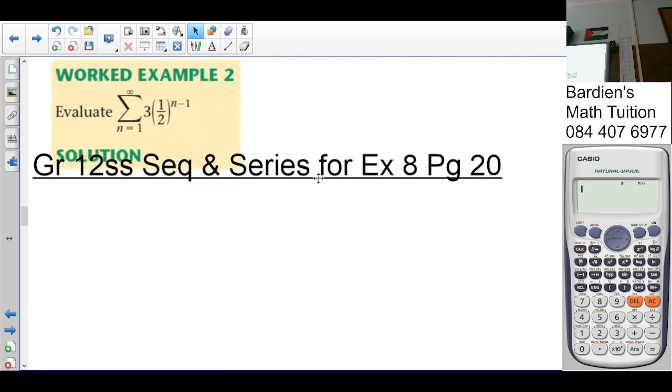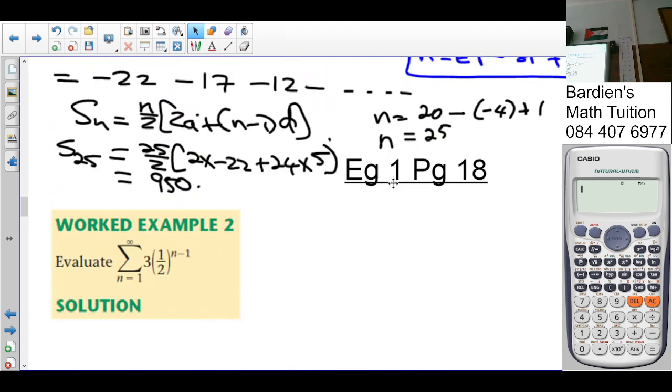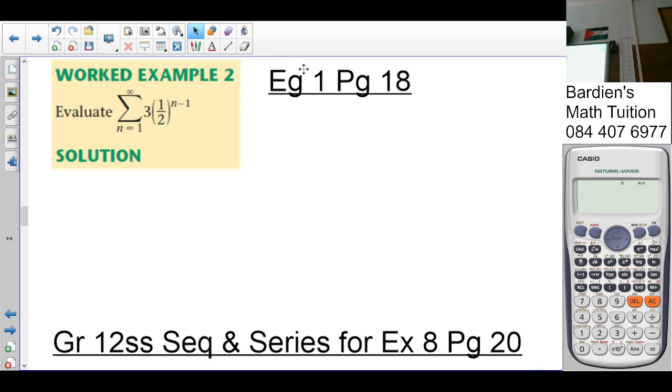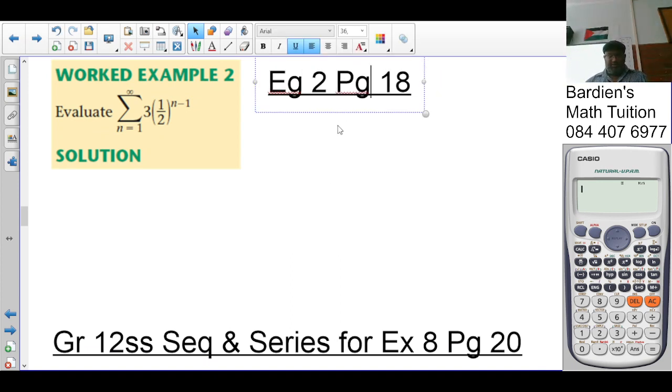This is example 2. Example 2 is on page 19. Exercise 2, page 20. Where do we start?